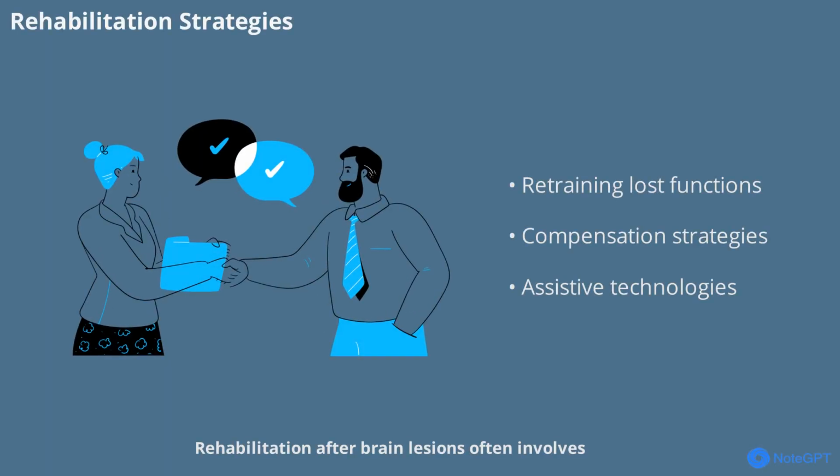Rehabilitation after brain lesions often involves retraining or compensating for lost functions. Therapies may focus on strengthening remaining abilities, teaching new strategies, or using assistive technologies. The goal is to maximize independence and help patients adapt to changes in their cognitive and behavioral functioning.